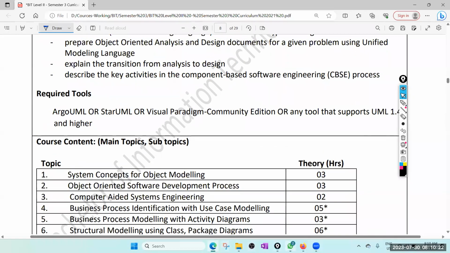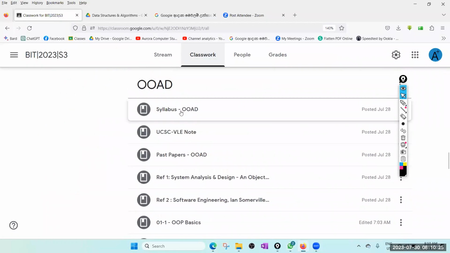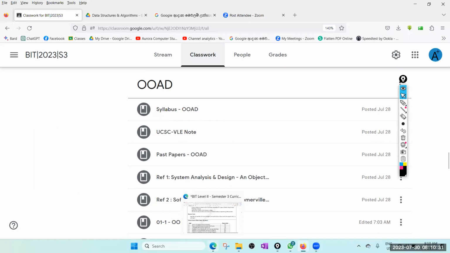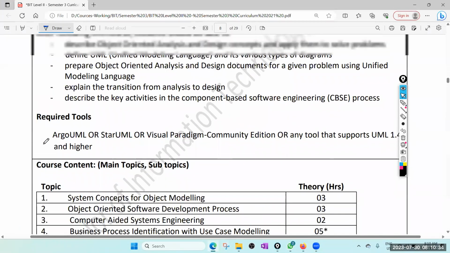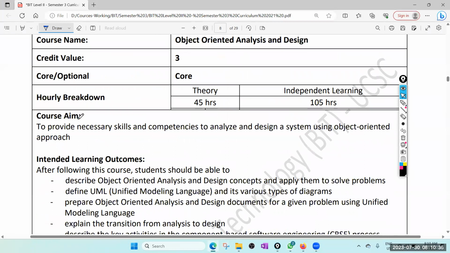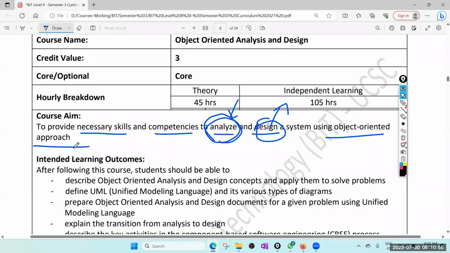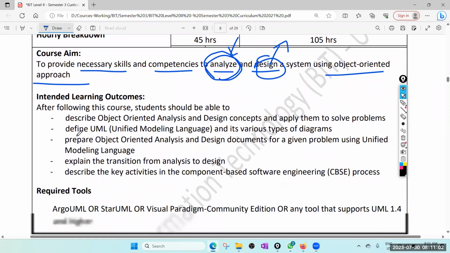So the syllabus is also available in the Google Classroom. Syllabus. And the 2 reference books are also there, ebooks. Okay. Right. So the aim of the course is to provide necessary skills and competencies to analyze and design. Remember, in software development, first we have to analyze and understand the system. Then we have to design the solution using the object-oriented approach. So we are only concentrating on how to do this in an object-oriented way, not the structured way. Okay.